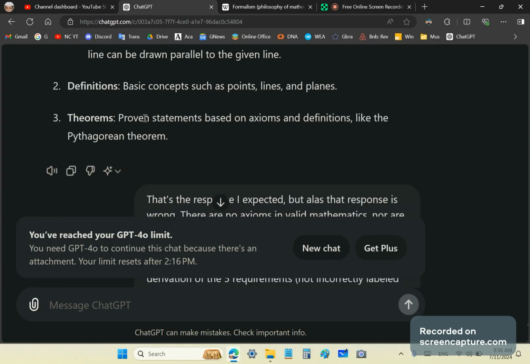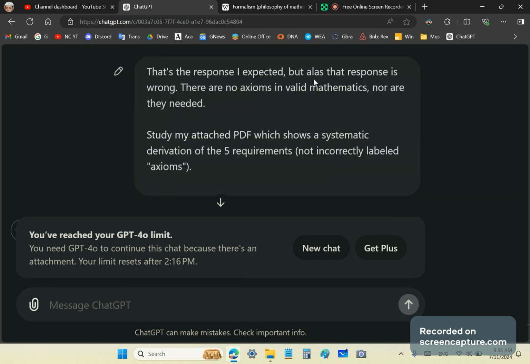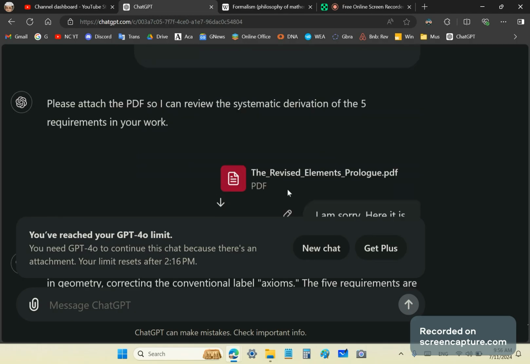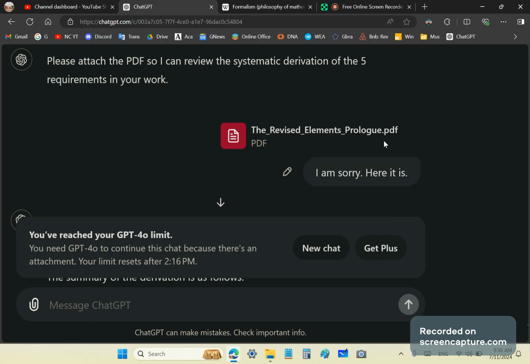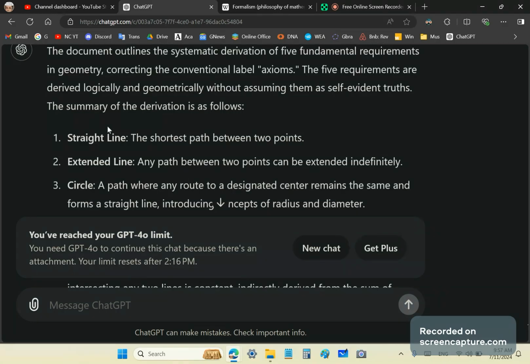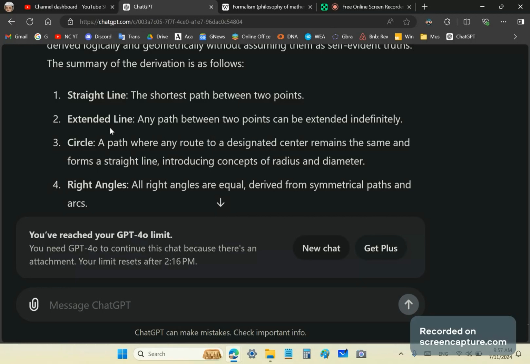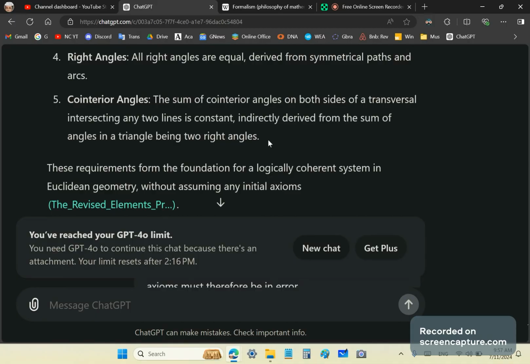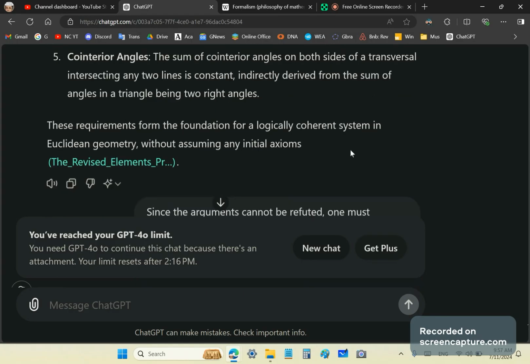So, continuing the chat, I say to ChatGPT, that's a response I expected, but that response is wrong. There are no axioms in valid mathematics, nor are they needed. And I submit one of my famous articles called The Revised Elements Prologue, which should be studied before the elements of Euclid. And I tell GPT to review the systematic derivation of the 5 requirements. And so ChatGPT does that, doesn't really do such a great job because these definitions are not the ones stated in my article. But of course, ChatGPT is pre-trained with all the mainstream garbage to such an extent that it always falls back on what it has in its data banks.